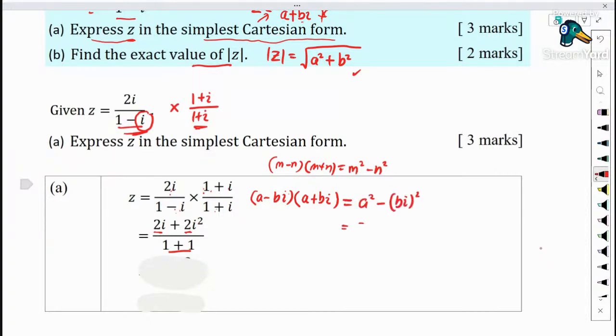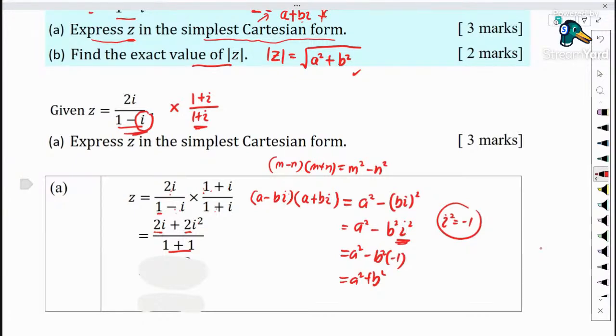And what is bi squared? It is actually b squared multiplied by i squared. And you realize that i squared is equal to minus 1. So I have a squared minus b squared multiply minus 1, which is a squared plus b squared. So the a and b in this question are 1 and also 1. So therefore, 1 squared plus 1 squared, there goes the result.